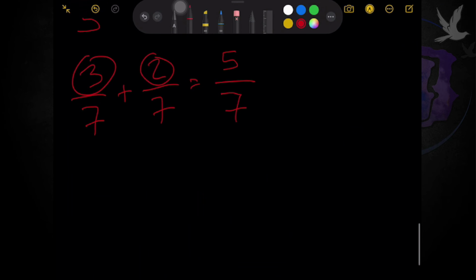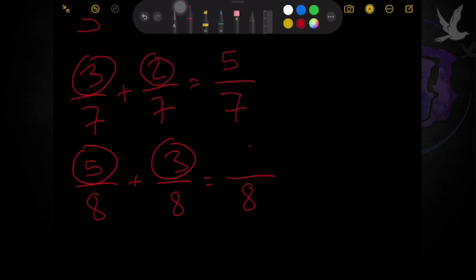Now, what if you'll encounter situations such as 5 over 8 plus 3 over 8? Again, if you still notice, we have the same denominators, which in this case is 8, because we are adding and subtracting similar fractions. So, all you need to do is add our numerators, which is 5 and 3. 5 plus 3 will give us 8. And now we have a total of 8 over 8. And you can notice that our numerator and our denominator are the same.